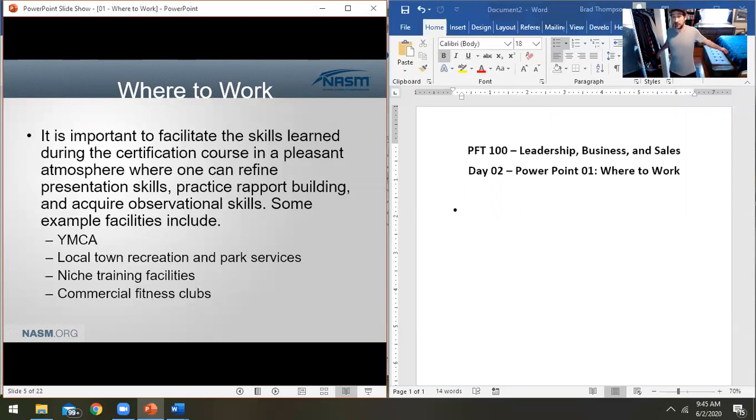Other places that you can work are places like local town recreation and park centers. If you do decide to be an independent contractor, you can work in rec centers. One of the first things that I ever did that was independent contracting, and I was talking about this earlier, was when I did my boot camps. And I did them at first at Pan Pacific Park down by Park La Brea, because that's where I live.